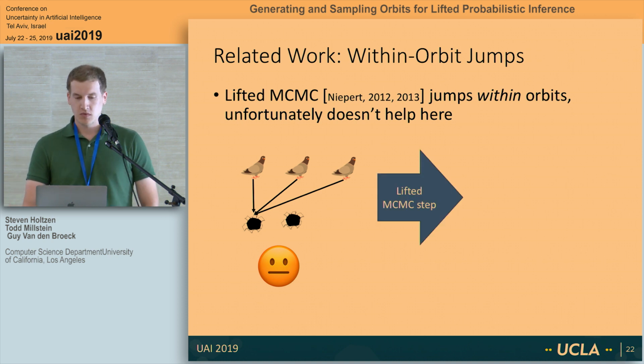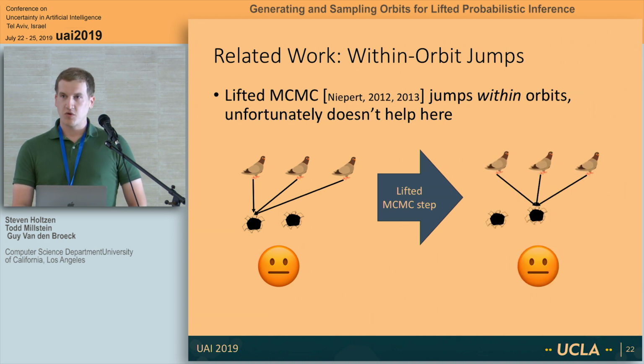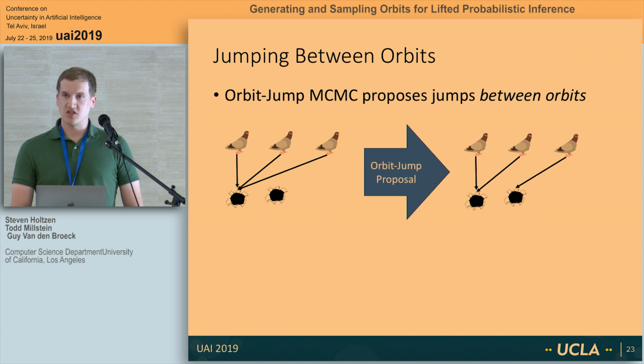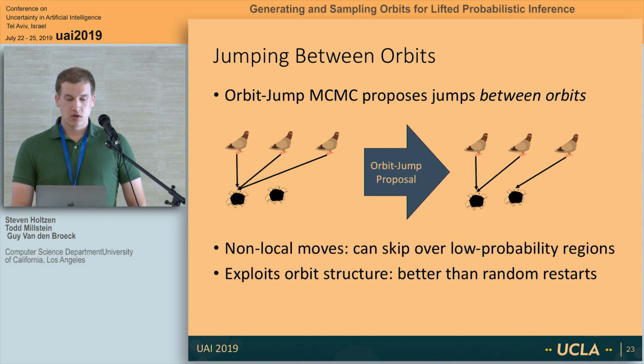And that's bad. So some existing lifted inference algorithms, like lifted MCMC, exploit the symmetry to jump between orbits. Unfortunately, that doesn't help us much here, because if we're in this all three pigeons in one hole state, and you do a lifted MCMC step, you jump around in the symmetry group, you end up with all three pigeons in the other hole, which doesn't help you move around very much, and you're still stuck.